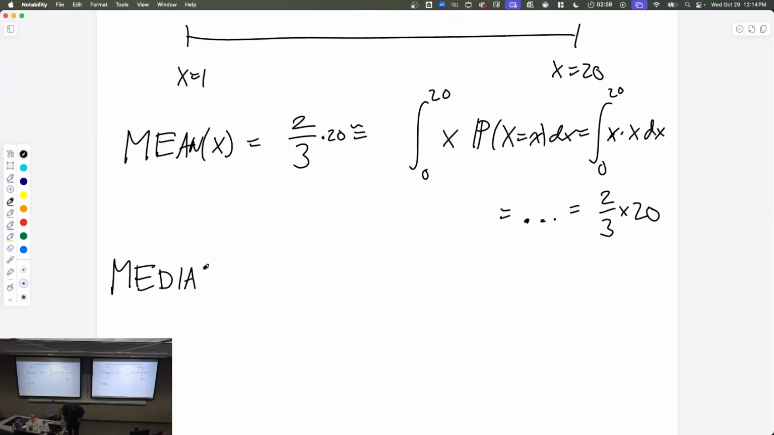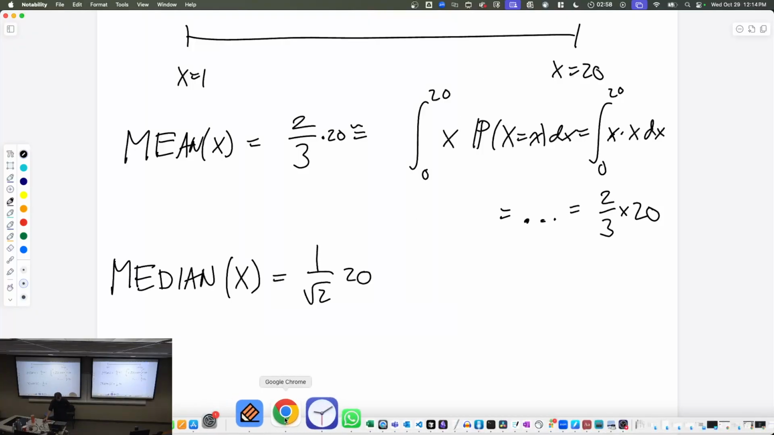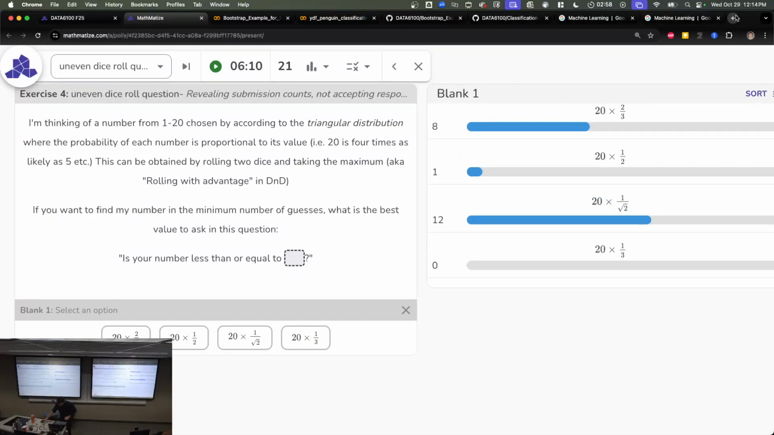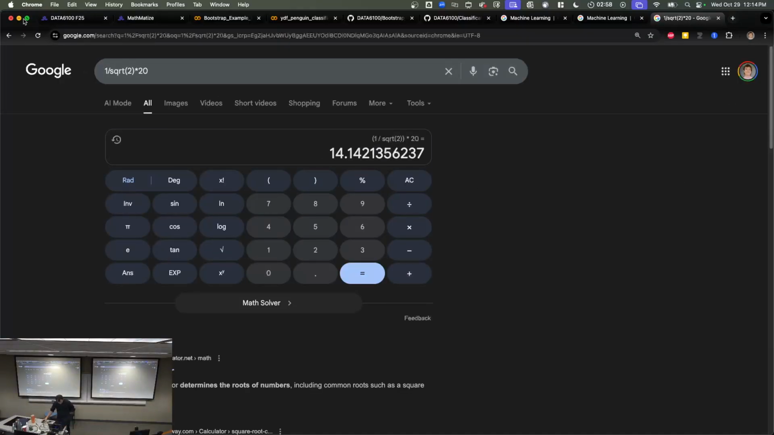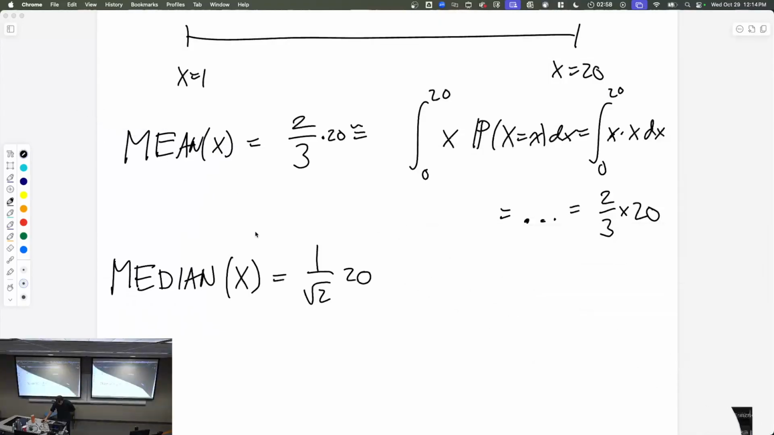On the other hand, the median is a little bit different. The median is 1 over square root of 2 times 20. What is 1 over square root of 2 these days? Let's get the computer to do it so I don't say the wrong value. So let's see. 1 over square root of 2 times 20 equals 14.14. Very nice.